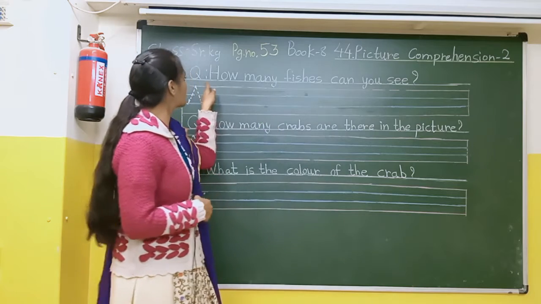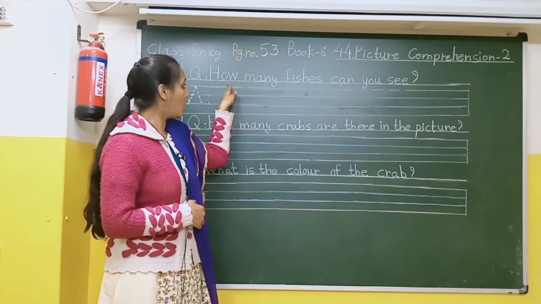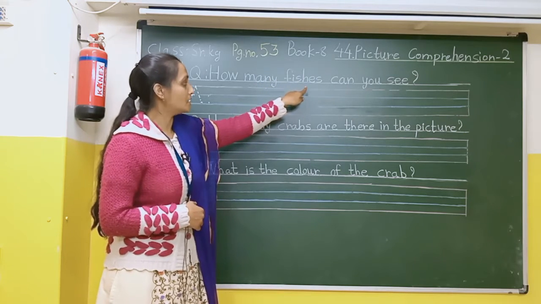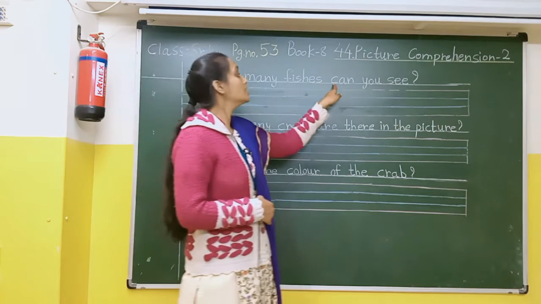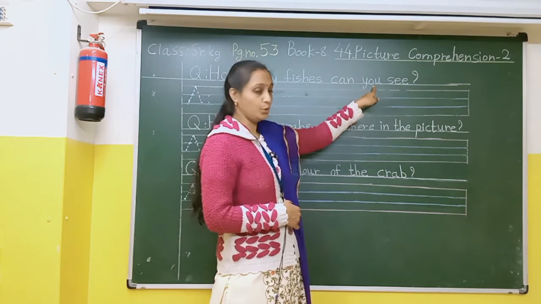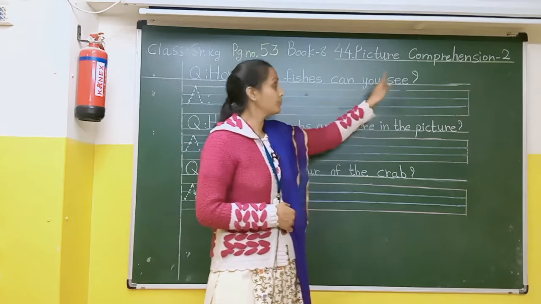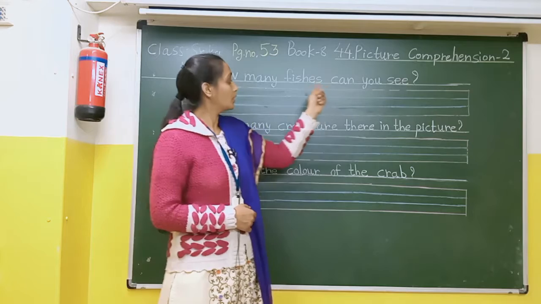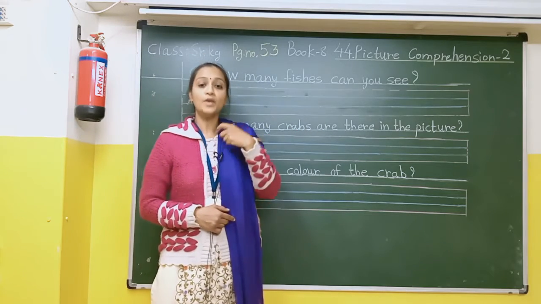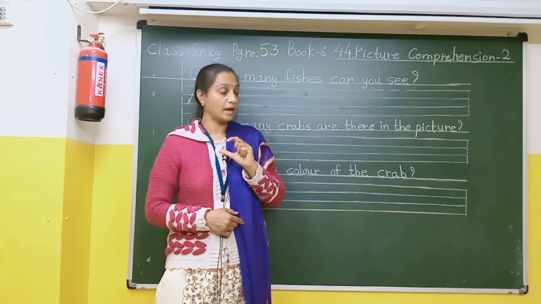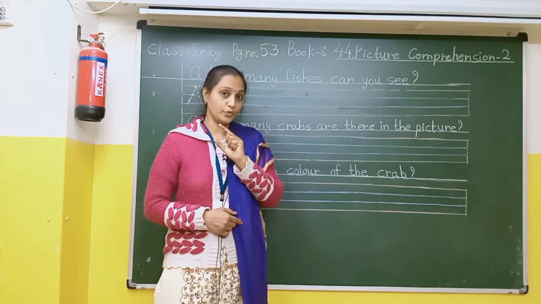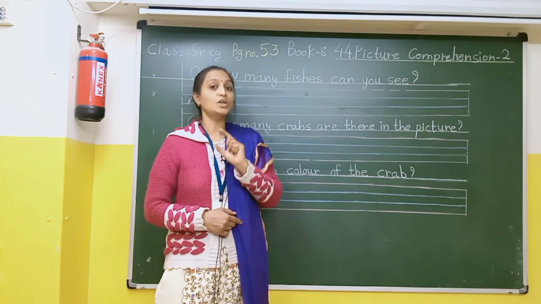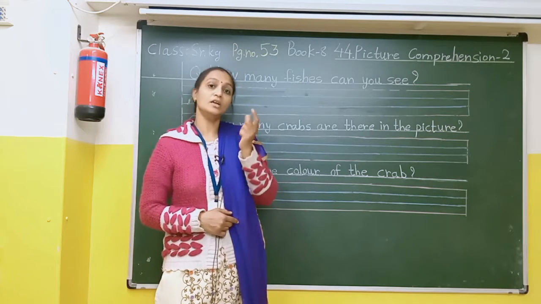Okay, here there is a first question. H-O-W, how? M-A-N-Y, many? F-I-S-H-E-S, fishes? C-A-N, can? Y-O-U, you? S-E-E, see? How many fishes can you see? Aap kitne fishes dekh sakte ho? So we have to answer that we can see. We have to count first of all. Aapki book mein 20 fish hai. You count properly. We have to write like that: We can see 20 fishes.